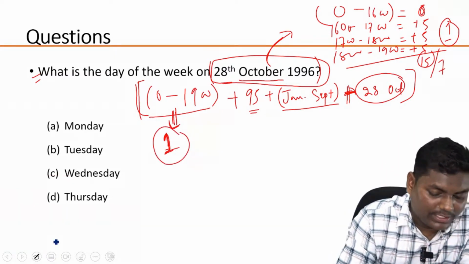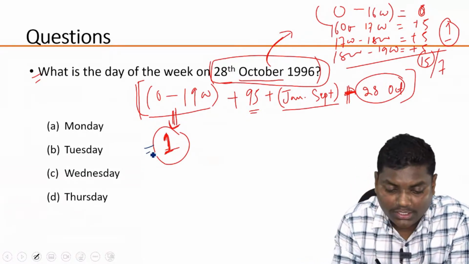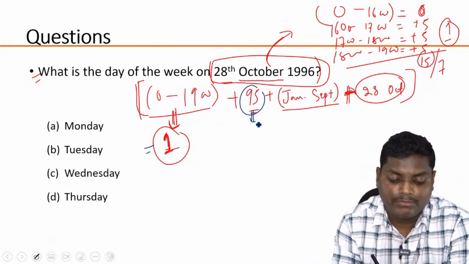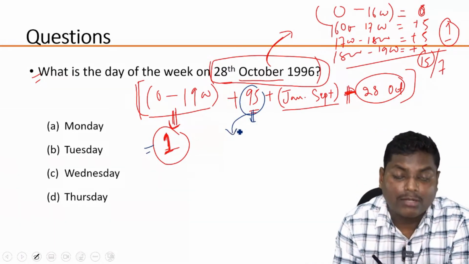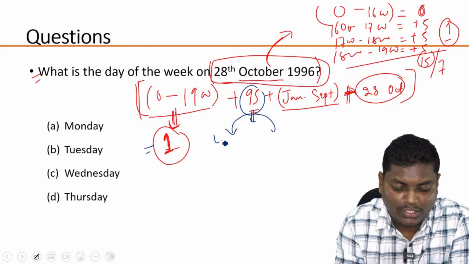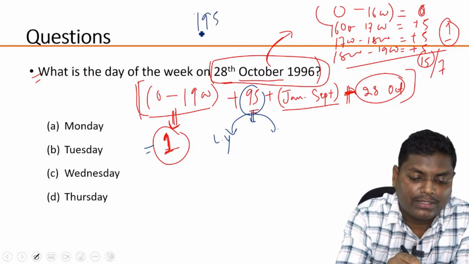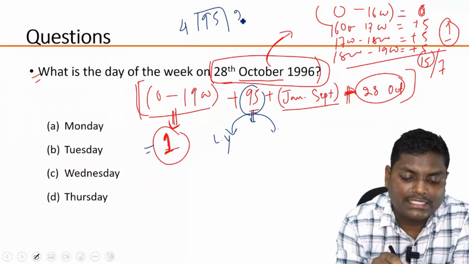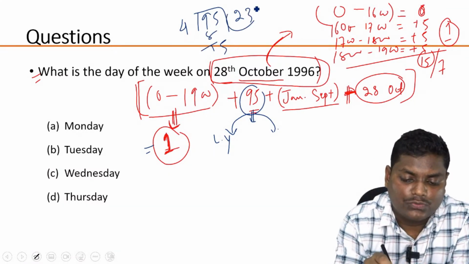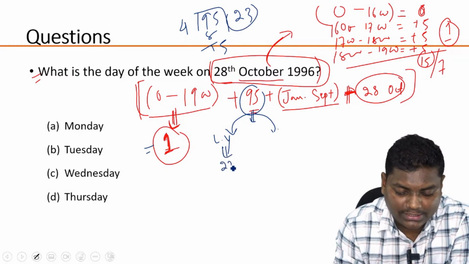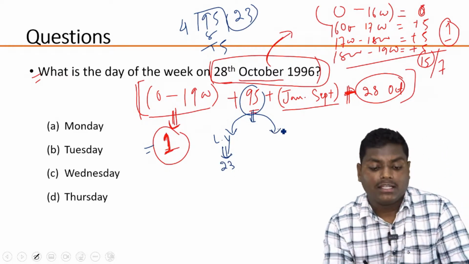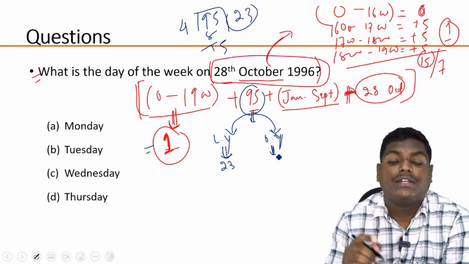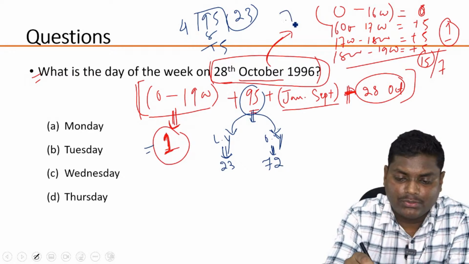I'll just change the color of the ink. Now the next thing, 95 years. Again, in 95 years, you need to find the number of odd days. The same thing we will use: we'll see the number of leap years and the number of ordinary years. The number of leap years, how do we find it? 95 divided by 4. So you can see 23 leap years. And the number of ordinary years will be 95 minus 23, so it is basically 72.